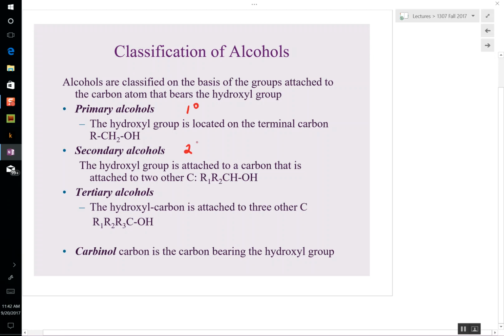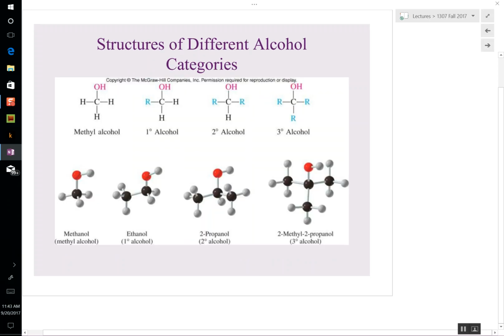Primary, secondary, and tertiary alcohols. All right, let's learn how to look at an alcohol and decide which class it falls into. Methanol is in a class all by itself, so we won't classify it. Did I say methane? I meant methanol. It's not primary, secondary, or tertiary. It just stands alone. Here are examples of primary, secondary, and tertiary.